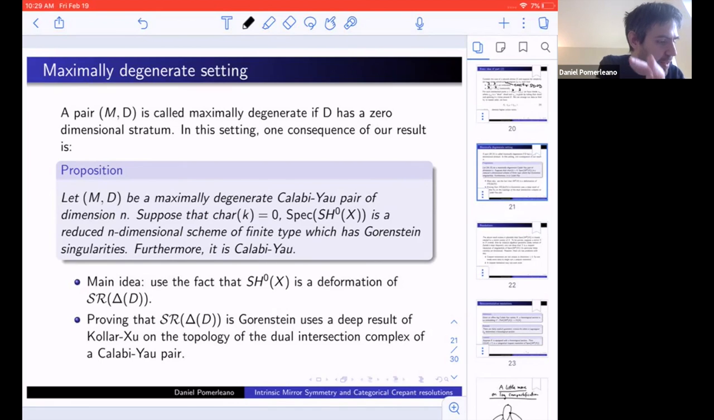It's Gorenstein, meaning that it's slightly singular, but it's Calabi-Yau in that sense. And so using the fact that you have a deformation of that, you can deduce that your SH naught is Gorenstein as well and Calabi-Yau. So it's a Calabi-Yau variety, but it has some singularities.